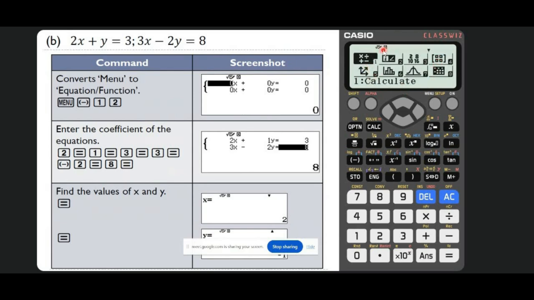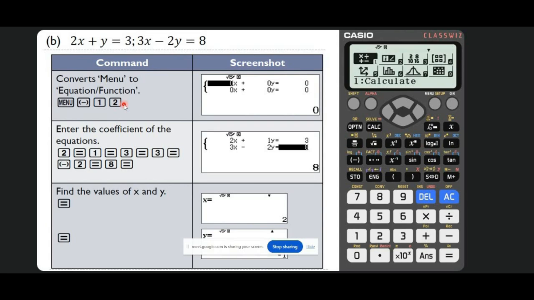This is your menu screen. Okay, you press the menu button and then you can find the equation and function on the screen. Or you can directly press this button, menu, then press this button. Then you will go to the equation and function page. Then press 1 and press 2.